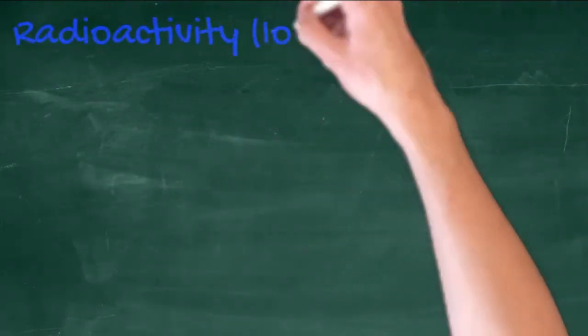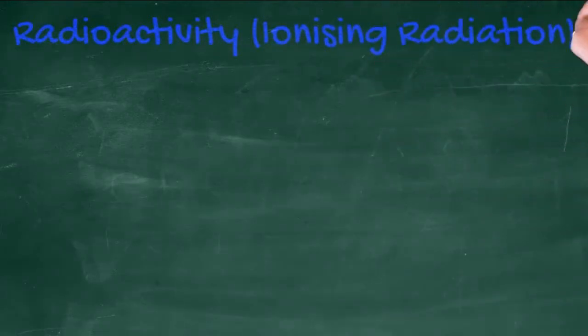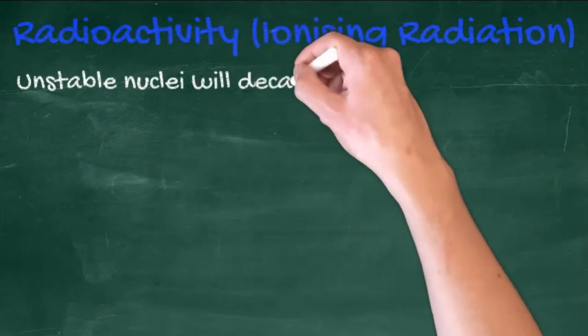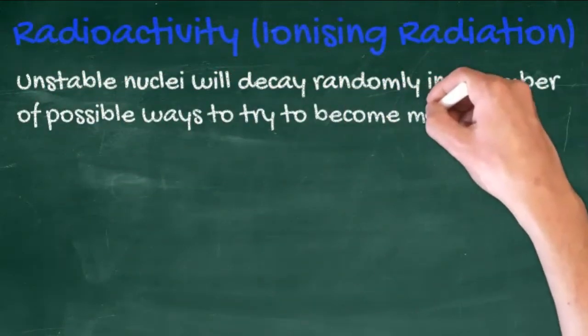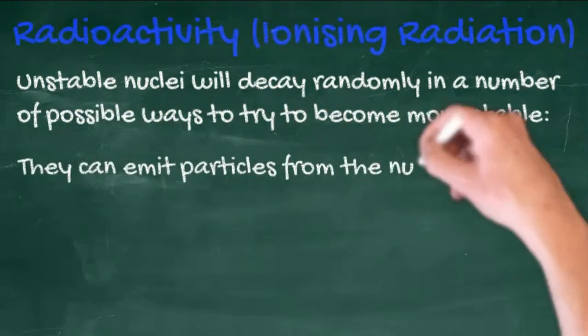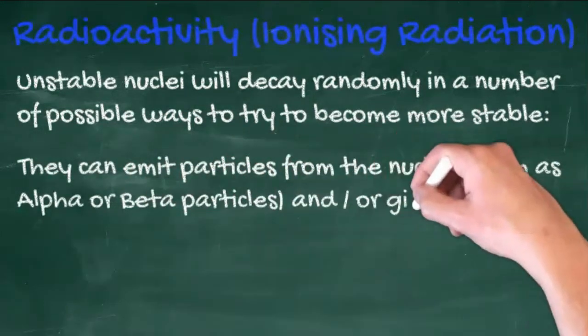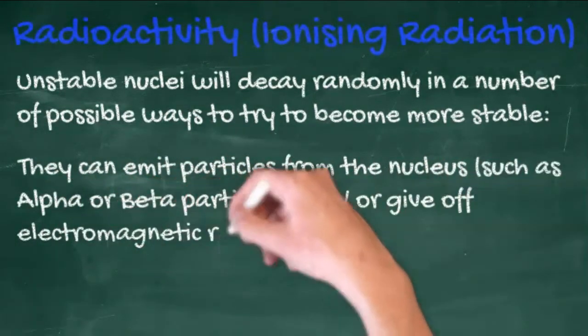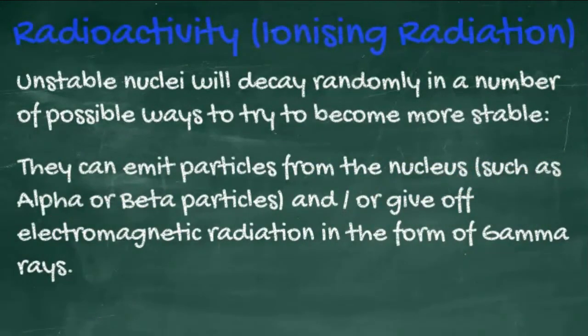Moving on to radioactivity, or we should more properly call it ionizing radiation. Unstable nuclei will decay randomly in a number of possible different ways to try and become more stable. They can emit particles from the nucleus, such as alpha or beta particles, or they can give off electromagnetic radiation in the form of gamma rays.